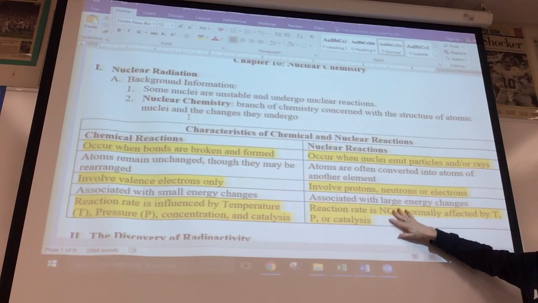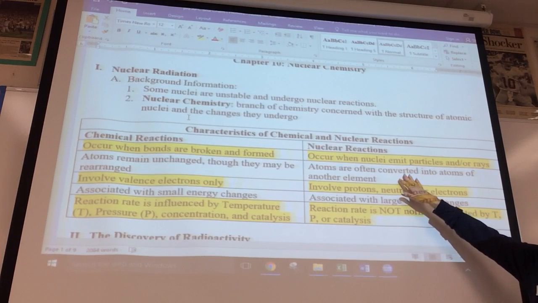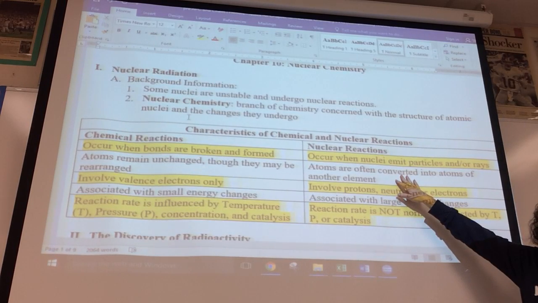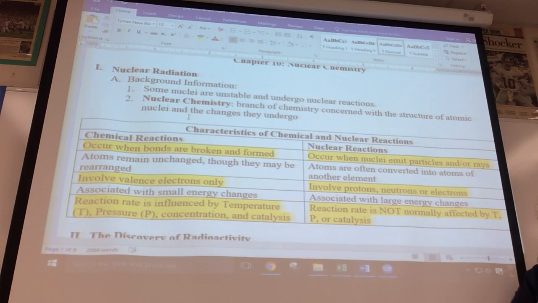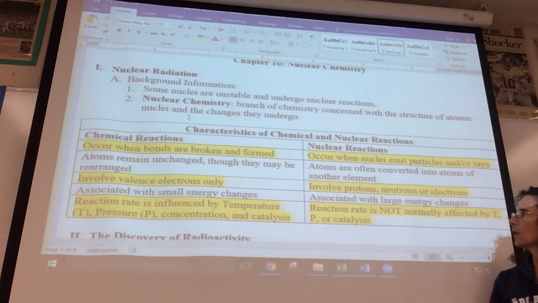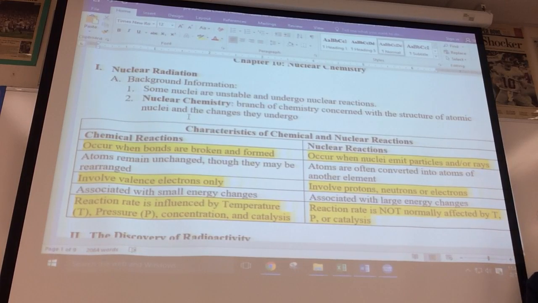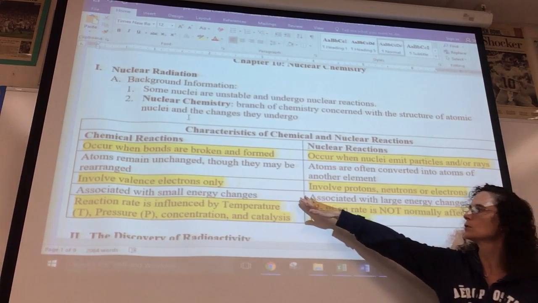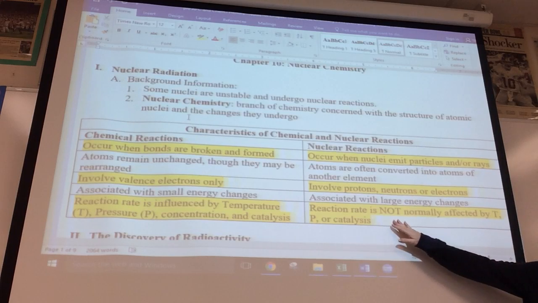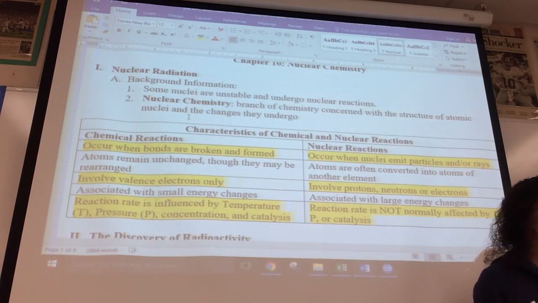With nuclear reactions, these occur when the nucleus emits particles and or rays. And here, for the first time, you are going to generate new substances comprised of different atoms. So you don't have to have the same atoms on the left and right side of the equation. Whereas these involve valence electrons only, you can get any of the 3 subatomic particles involved in the reaction. You'll see significant energy changes with nuclear reactions as opposed to the small ones that we've seen previously. And you won't see an effect on reaction rate by any of the factors we mentioned previously.